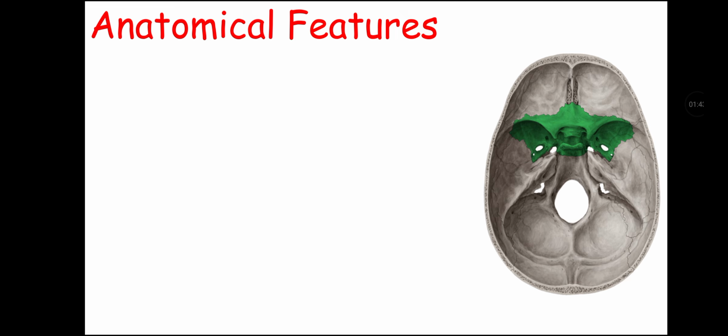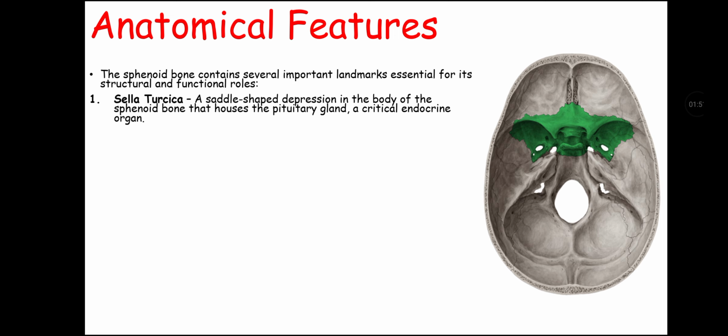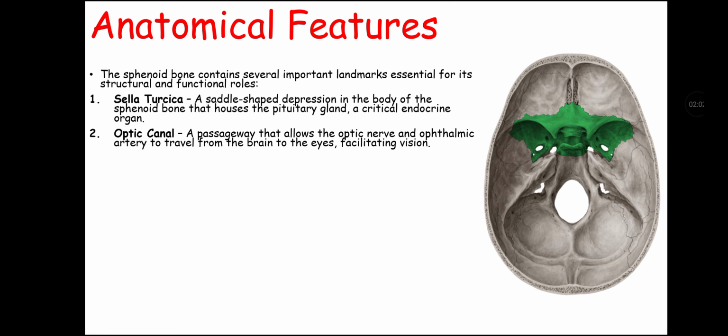Let's talk about anatomical features related to the sphenoid bone. The sphenoid bone contains several important landmarks essential for its structural and functional roles. They include the sella turcica, which is a saddle-shaped depression in the body of the sphenoid bone that houses the pituitary gland, a crucial endocrine organ. The second anatomical feature is the optic canal, a passageway that allows the optic nerve and ophthalmic artery to travel from the brain to the eyes, facilitating vision.